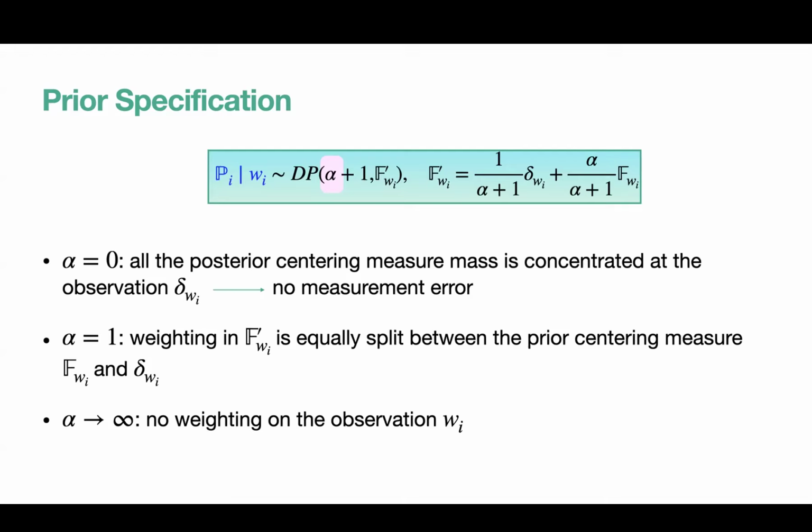And the first one is to think about alpha. Here the parameter alpha has quite a different role to what I had before. If I set alpha equals 0, then you can easily see that I'm setting all my weight of the posterior measure f prime to the observed covariate wi. Before, alpha equals 0 was very non-informative.